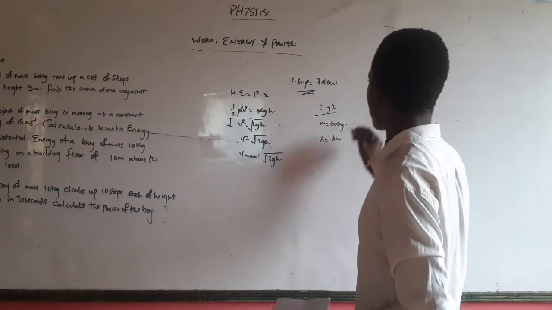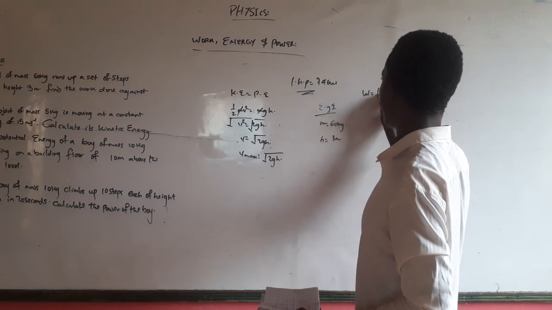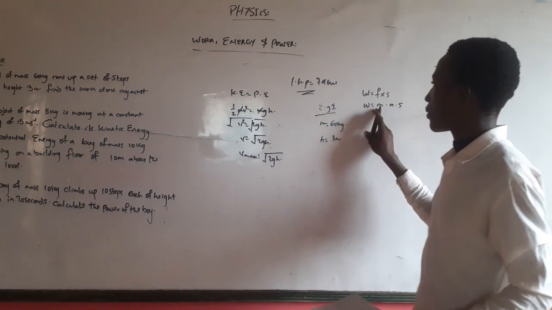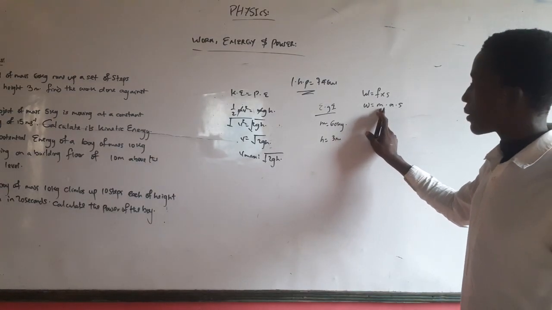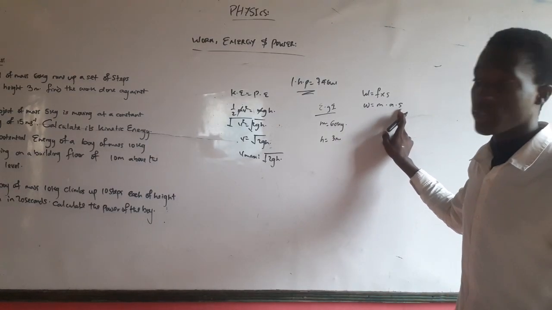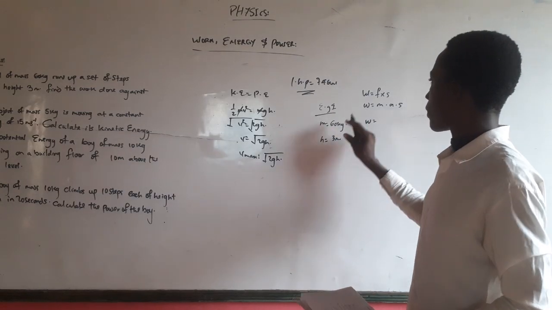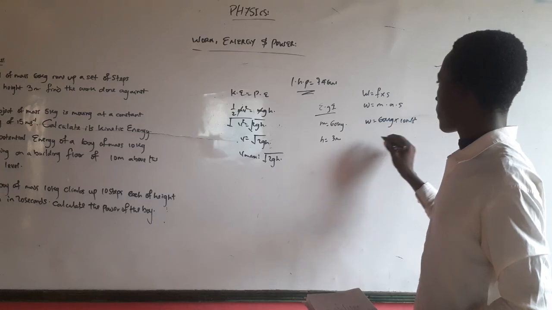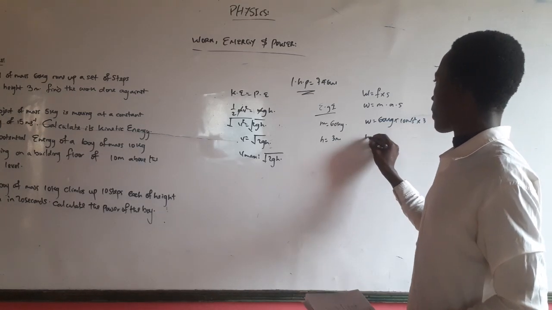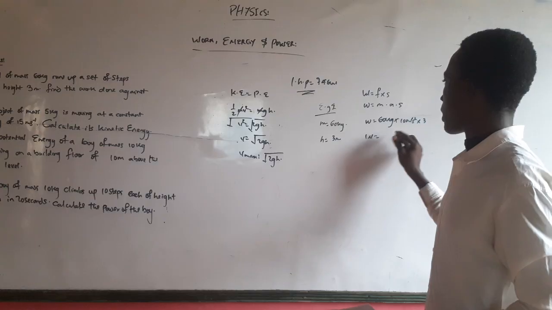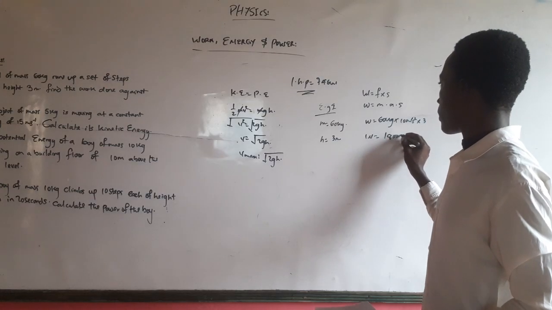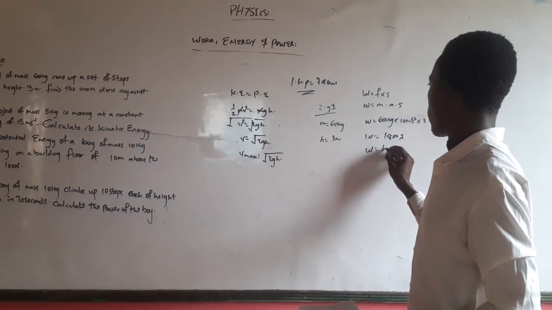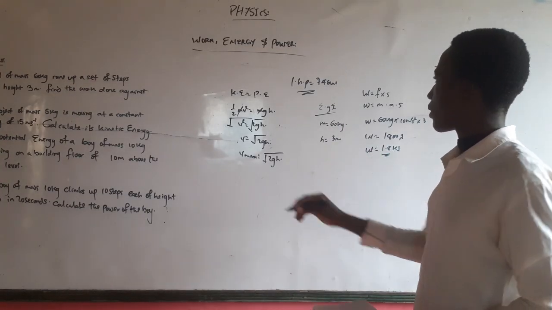So we can have work as force times distance, or work as mass times acceleration due to gravity times height. This is mass, this is acceleration, and this is the height or distance. So W is equal to mass 60 kg multiplied by 10 meters per second squared, multiplied by 3. When you multiply this together, W is equal to 1800 joules. You can divide by 1000 to make it kilojoules. So work is 1.8 kilojoules. We're done with example 1.